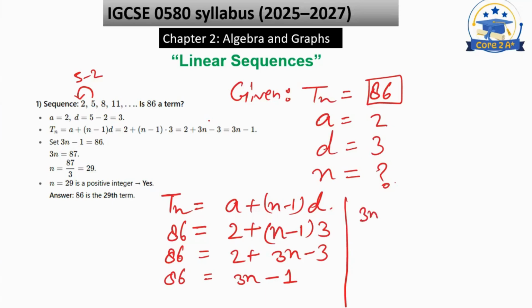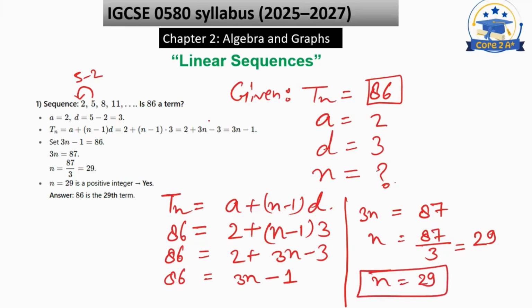Now 3n equals 87, right? And n equals 87 divided by 3. Can we cancel? Yes, we can. 3 times 29, it is 29. So what does it mean? n equals 29 means 86 will come in the 29th position, right? This is the first term, second, third, fourth, similarly 5th, 6th, 7th, up to the 29th term, where the value would be 86.